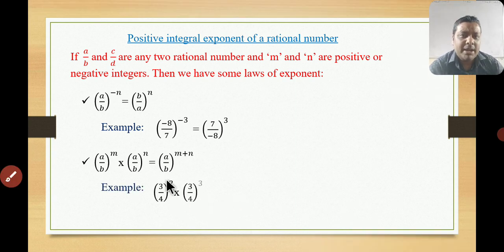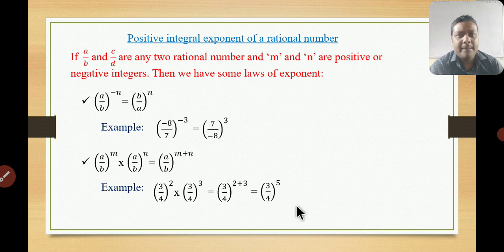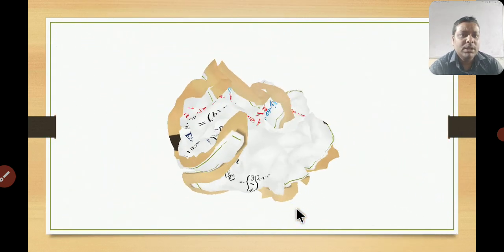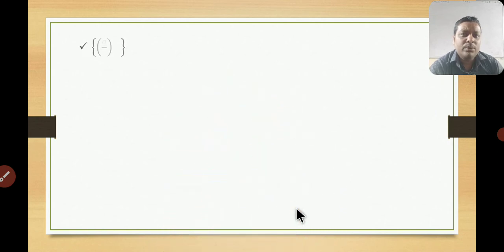If minus 3 by 4 to the power 2, again 3 by 4 to the power 3, you can see the same base, 3 by 4 and 3 by 4. In that case we will write a single base 3 by 4, and we will add both the exponents, 2 plus 3, so it will be 3 by 4 to the power 5. That is the answer. Okay, now let's move to the next law.